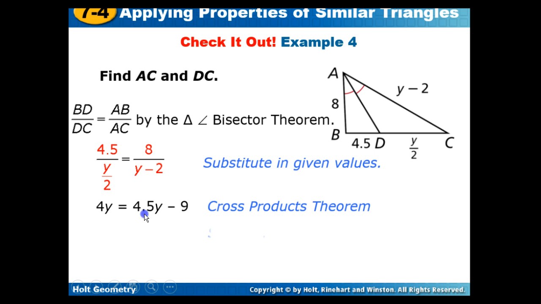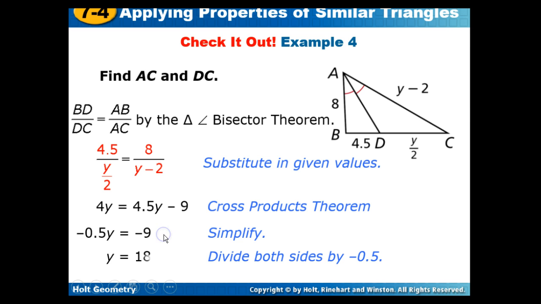Simplifying by getting all the y's on one side and negative 9 on the other, dividing by negative 1/2, we get y equals 18. Plugging that back into the expression, we get DC, which is 18 over 2, equals 9, and AC, which is y minus 2, equals 16.